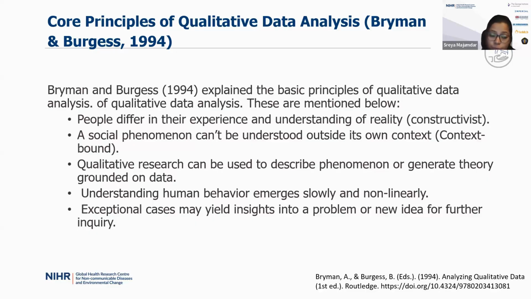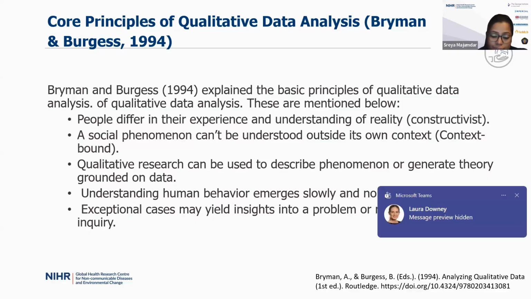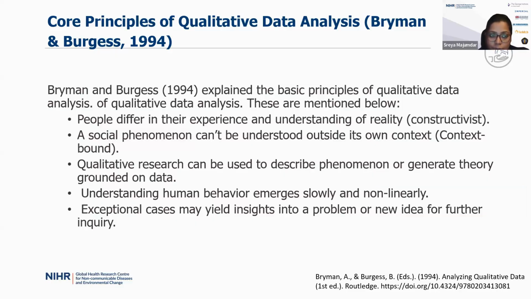So, the fifth one is the exceptional cases that you may find in your data or in your inquiry. It may be a reflection of the problem or the new idea that you are able to find in that data and the analysis. So, in qualitative data and coding, we do not ignore the outliers, and that's a very important part of qualitative coding.